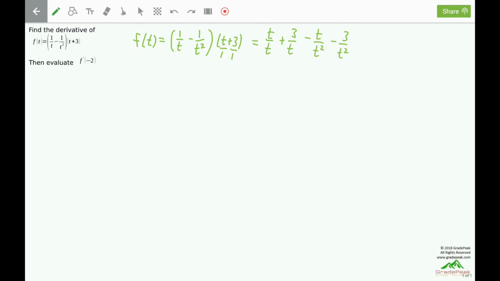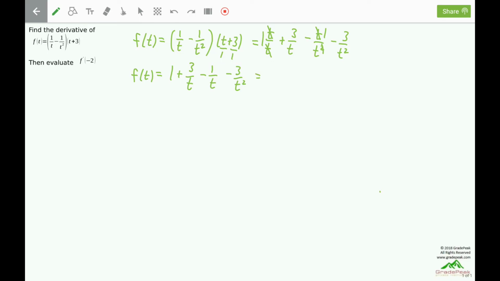Two of our terms have t's in the numerator and denominator that can cancel. Our first term is t over t, and those can cancel to leave a 1. Our third term has 1 t in the numerator and t squared, or 2 t's, in the denominator. We can cancel the 1 from the numerator with one of the t's in the denominator, leaving us with a 1 in the numerator. So now we can rewrite what we have, and f of t is going to be 1 plus 3 over t minus 1 over t minus 3 over t squared.